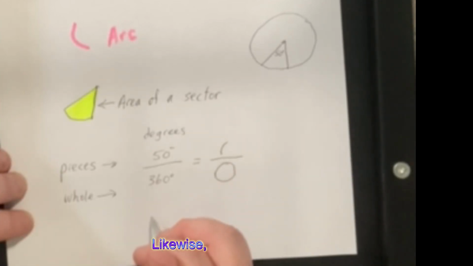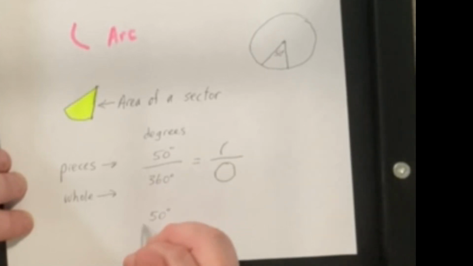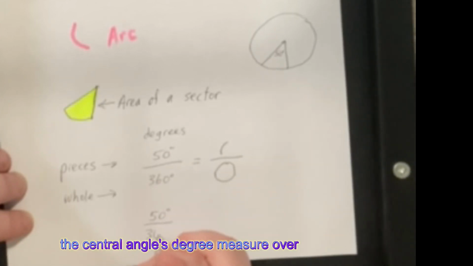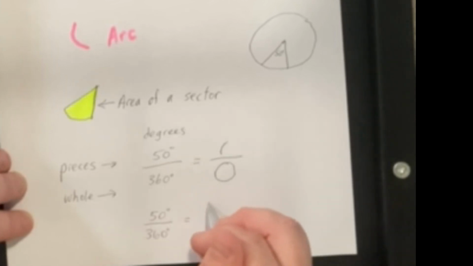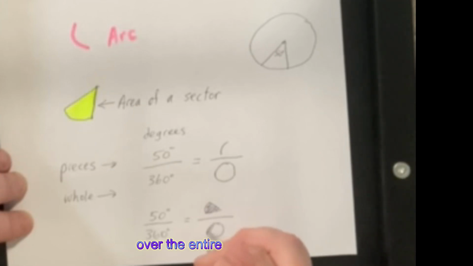Likewise, the central angle's degree measure over all the way around a circle's degree measure will be equal to the area of a sector over the entire circle's area.